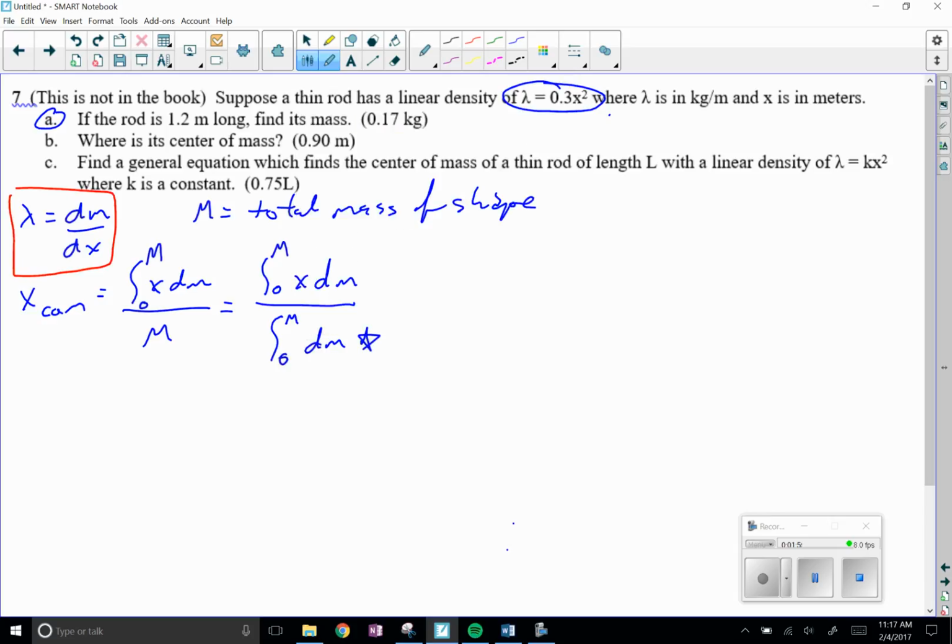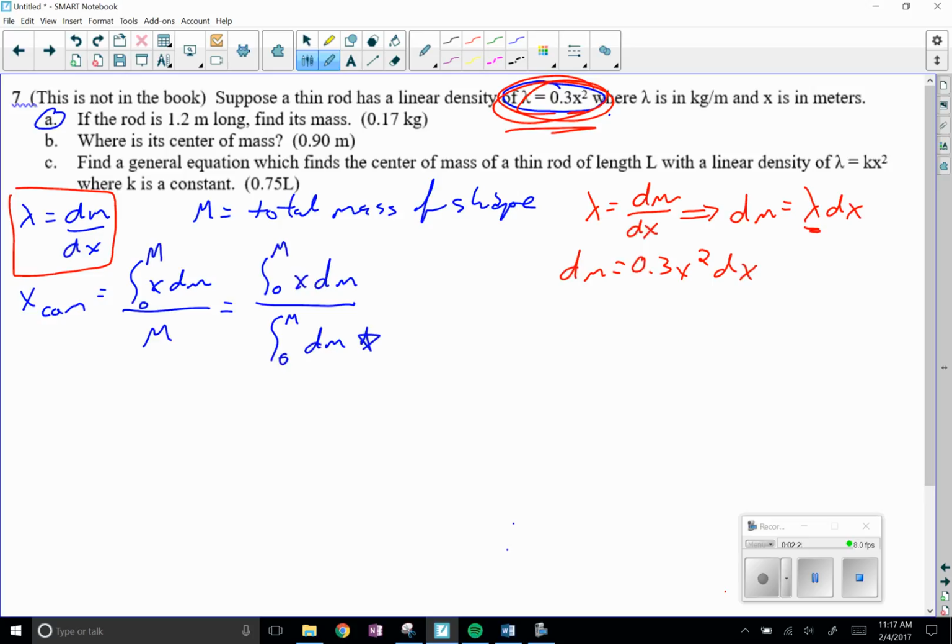All right, what I'm going to do is I'm going to start with that expression. I know that lambda is the mass per unit length. So if I algebraify this, if I multiply both sides by dx, I find that dm is lambda dx. Oh, but look, lambda is this expression in terms of x. So now I can do dm is 0.3 x squared dx, right? Just by replacing lambda with this expression up here.